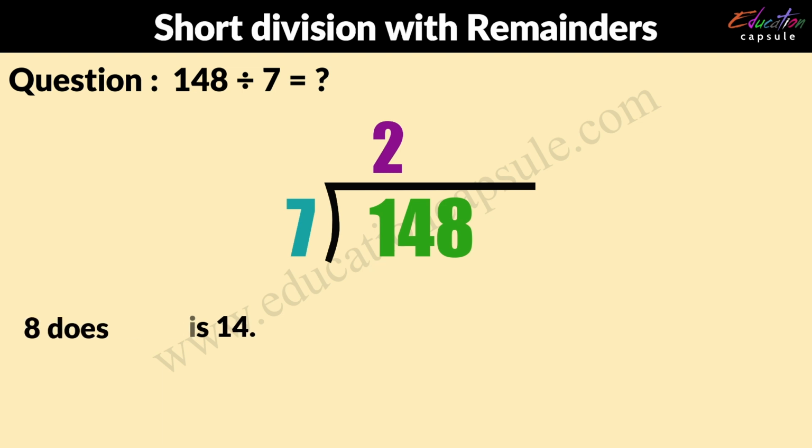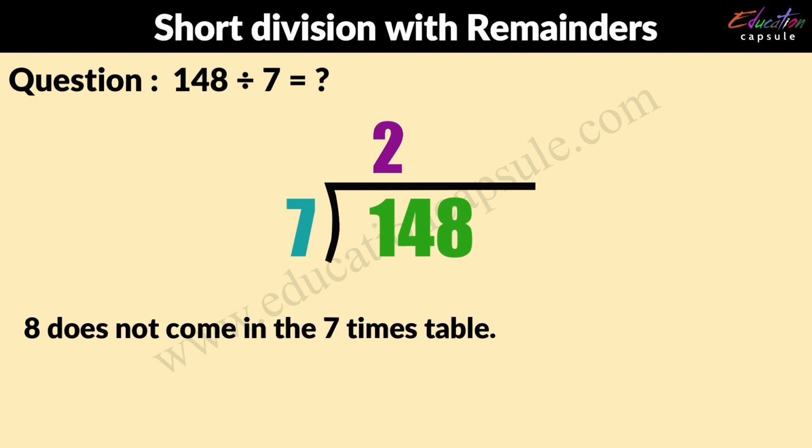But 8 does not come in the 7 times table as 7 times 1 is 7. So 8 take away 7 is equal to 1. So we have our remainder here that is equal to 1.